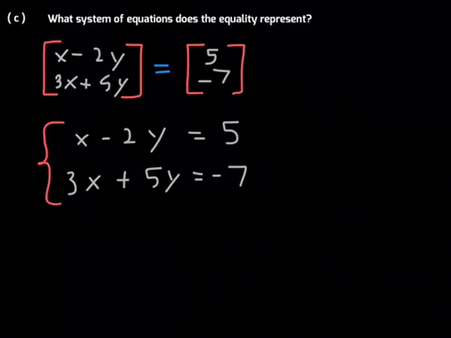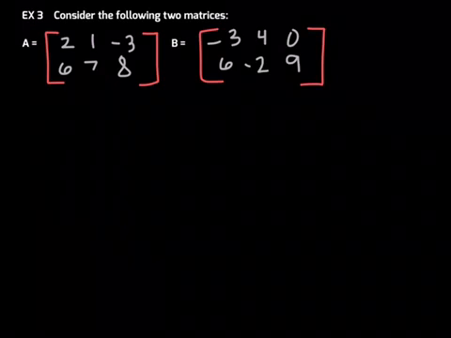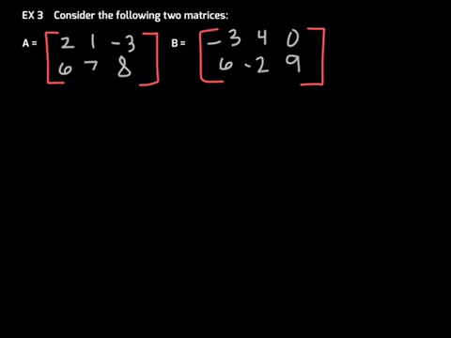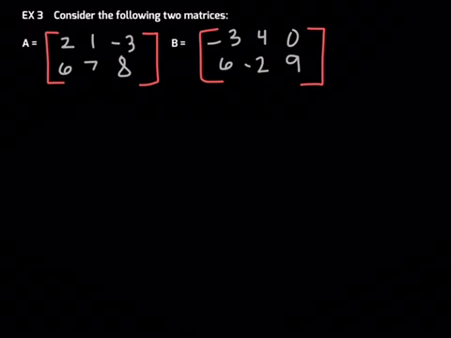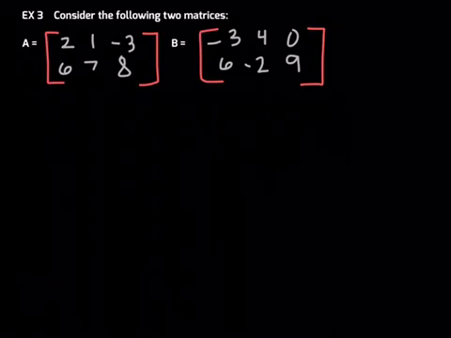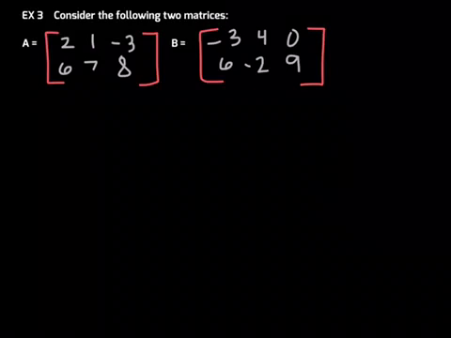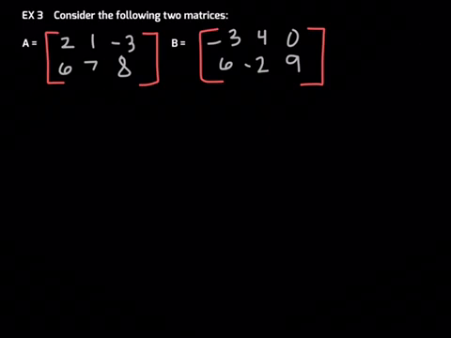Let's continue. All right, guys, we're moving on to addition and subtraction of matrices. The next objective. So what we have here, you are given two matrices. Matrix A is 2, 1, -3, 6, 7, 8. And then matrix B is -3, 4, 0, and then the second row is 6, -2, 9. Notice that both of these have the same order, don't they? You have a 2 by 3 and another 2 by 3.